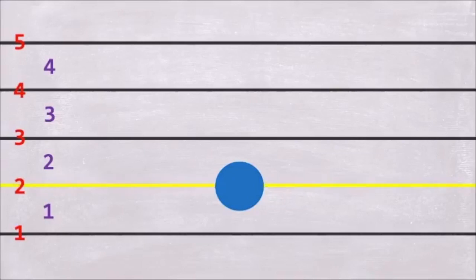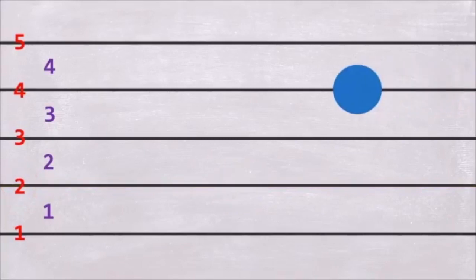On this staff, we number our lines, bottom to top. 1, 2, 3, 4, and 5. We also number the spaces, 1, 2, 3, and 4. So here is a note. Where is this note? Well, it's on a line, specifically line number 2.